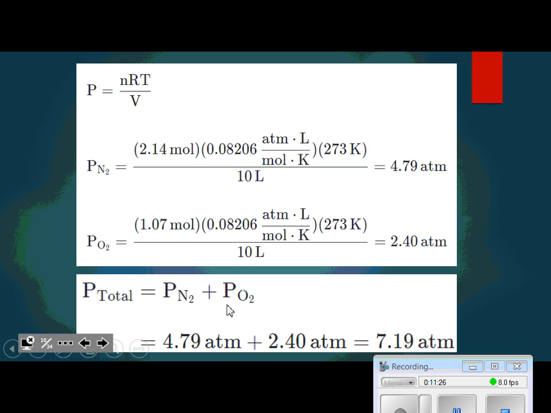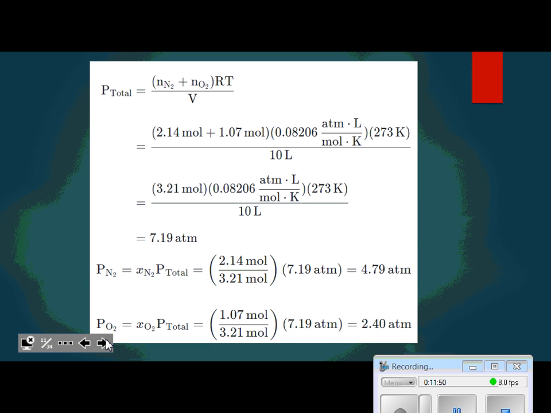You're essentially having to use PV = nRT 4 different times. Twice here, and then prior to this step, you had to use it to figure out your moles of nitrogen and your moles of oxygen. So that's a lot of equation manipulating, a lot of math work there.